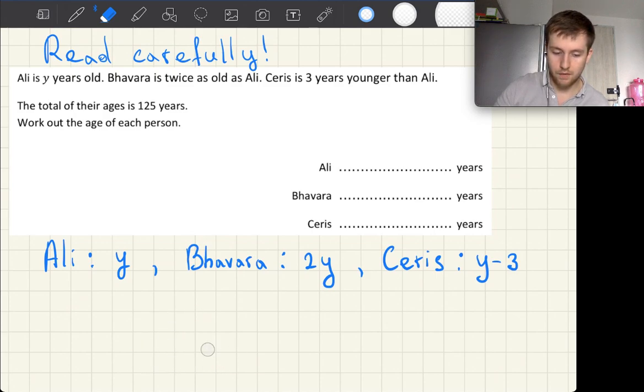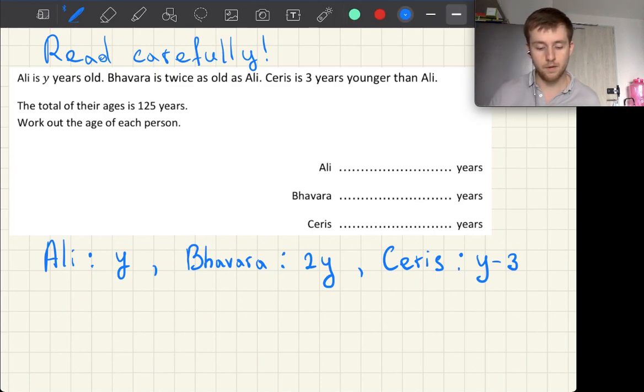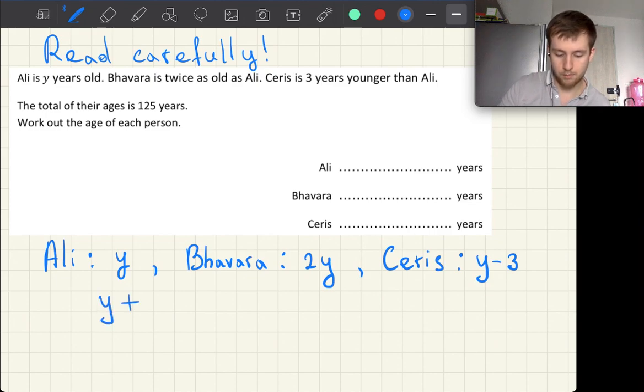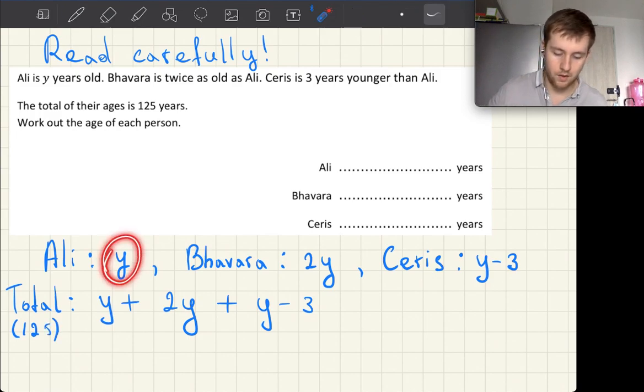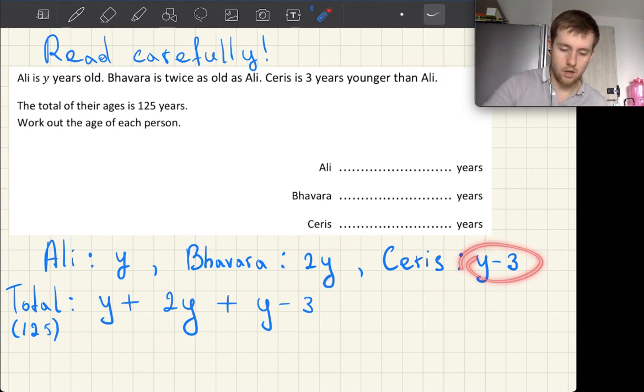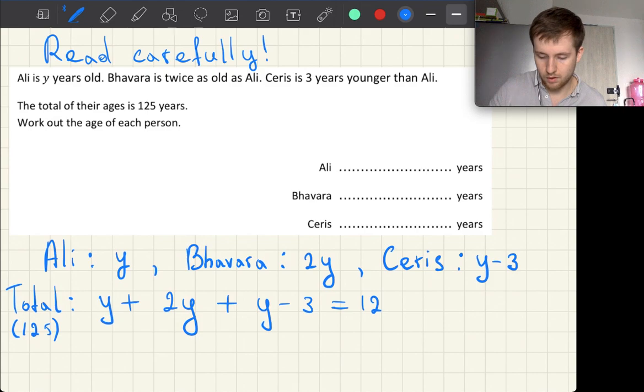We know that the total of their ages is 125. So when we add it all together, y plus 2y plus y minus 3, so Ali plus Bavara plus Ceres, this is the total, and it equals 125 years. That's it. This is the most difficult part, constructing the equation. I think solving the equation is quite easy, especially this kind of equation. There's nothing really daunting about it.